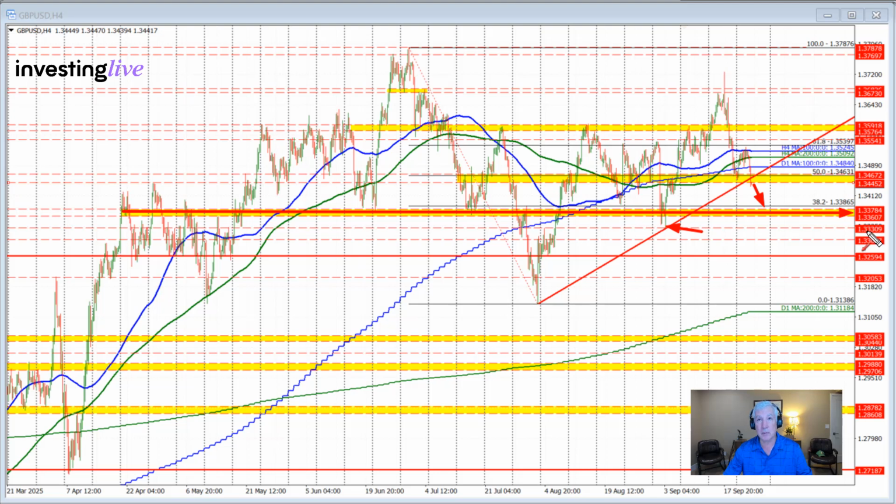So sellers are making a play here, breaking below a cluster of moving averages and a swing area and 50% retracement level. We'll see if they can keep that momentum going. If so, we got more room to the downside to explore in the pound versus US dollar.